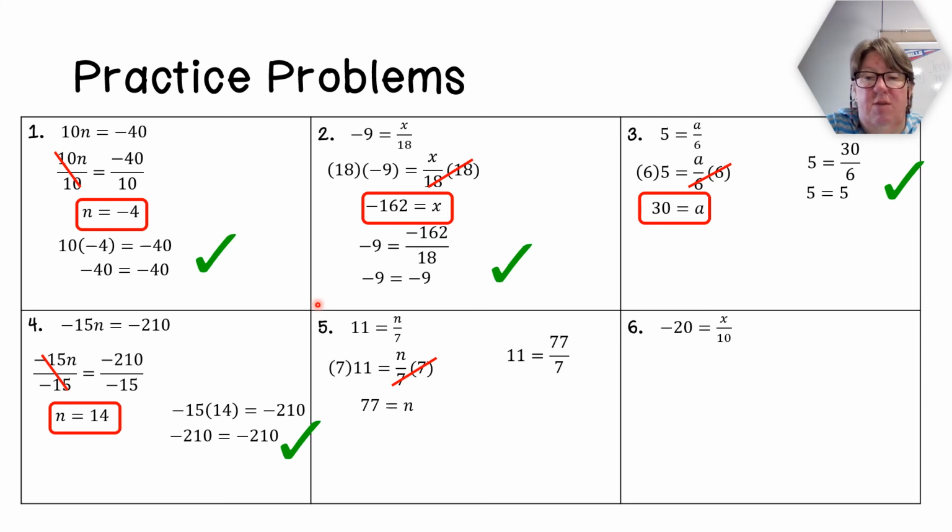We plug that back into our original equation. We simplify. We get a true statement. So we know n is in fact 77.